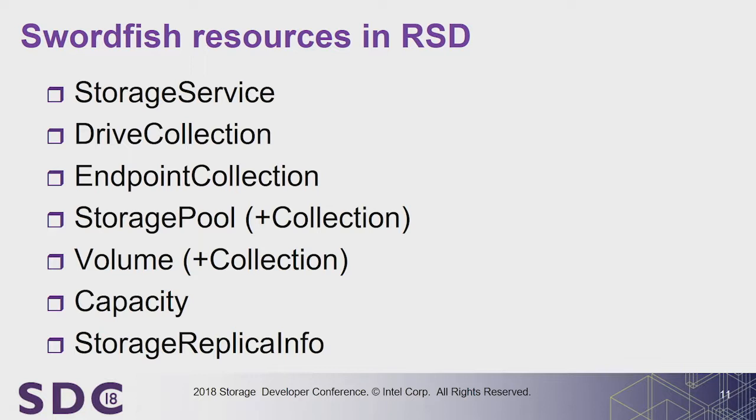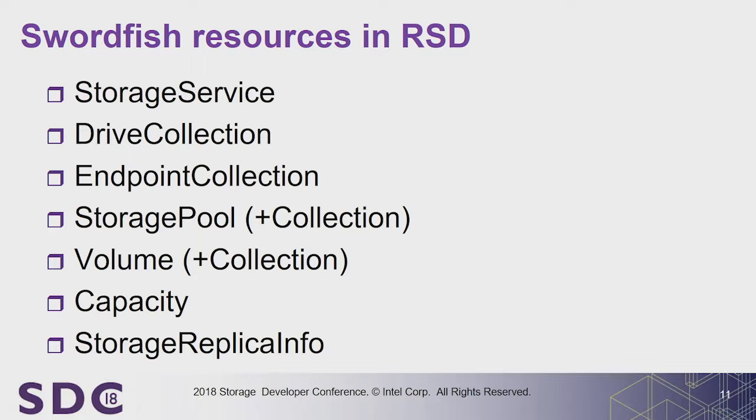A storage pool provides you the pool of the storage that you can use to create volumes. In our implementation that is currently available, the storage pool equals one drive. So the storage pool is created on the single drive. And of course, there is a volume. Volume is the main resource that is used in NVMe over Fabric, because the volume is provided to the client, to the initiator.